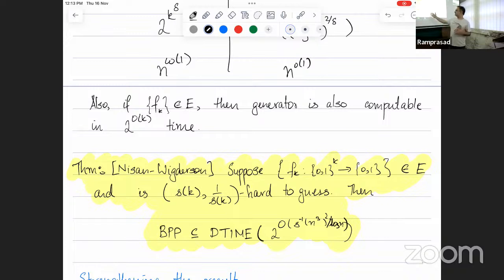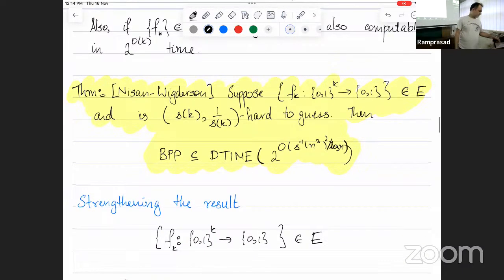At the moment, the Nisan-Wigderson theorem. Again, let's imagine that the only thing I care about is showing that BPP equals P. And for that, I want some function which is 2 to the delta n hard to guess. Rather than asking for a function that is 2 to the delta n hard to guess, can I ask for a simpler function, but somehow still get the same conclusion? So that's what we are going to try and do.